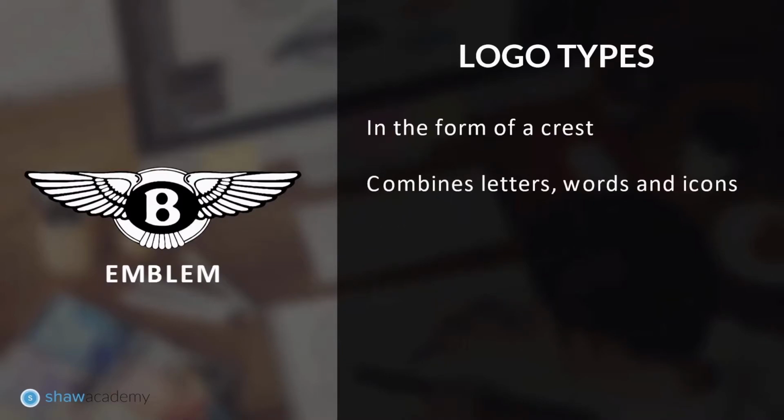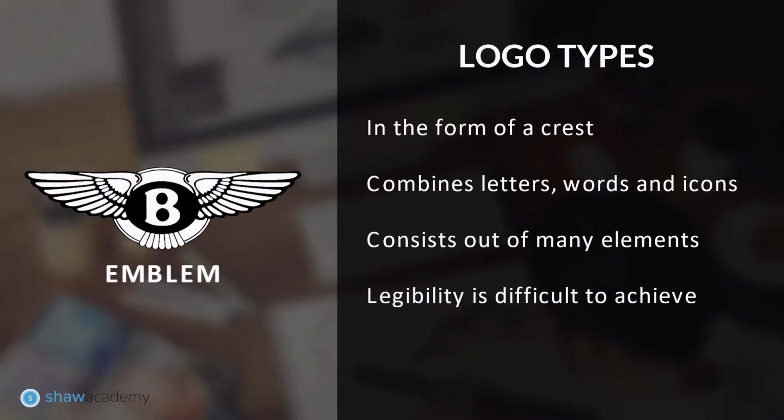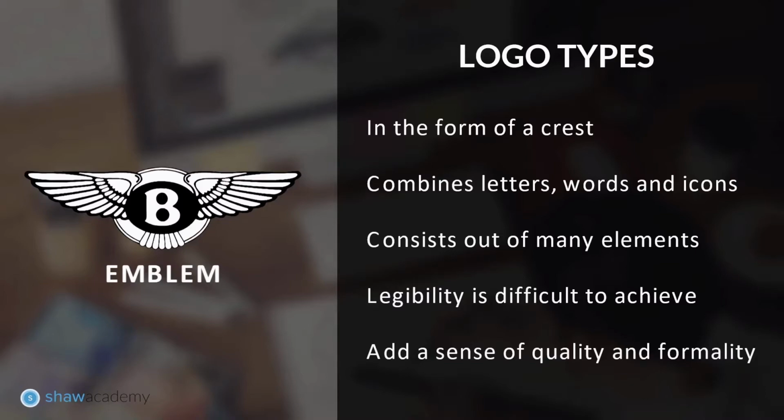Due to the fact that emblems consist of so many elements, this type of logo must be researched even more when it comes to legibility, especially when viewed really small. Emblems, however, add a sense of quality, reliability, and longevity to a brand and are traditional in appearance. This type of logo is normally found in formal institutions or organizations like governmental institutions, schools, sports teams, and even vehicles.